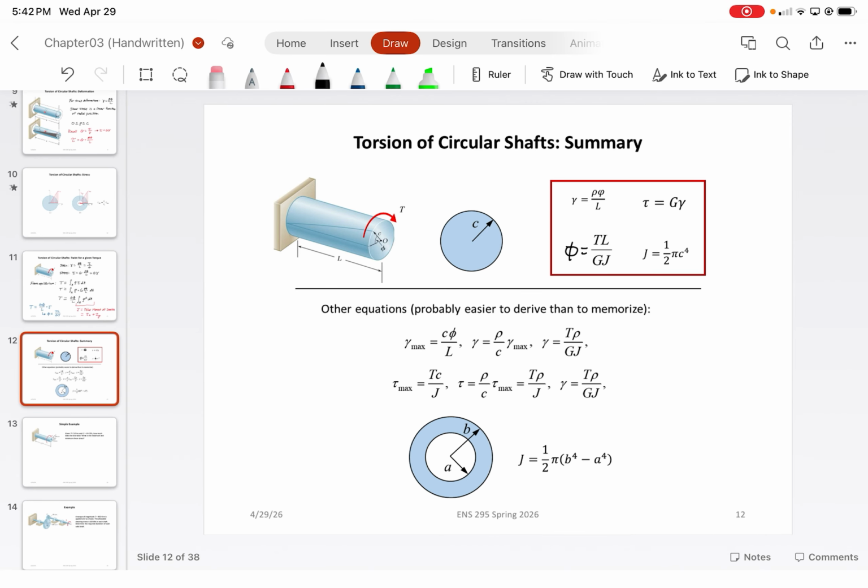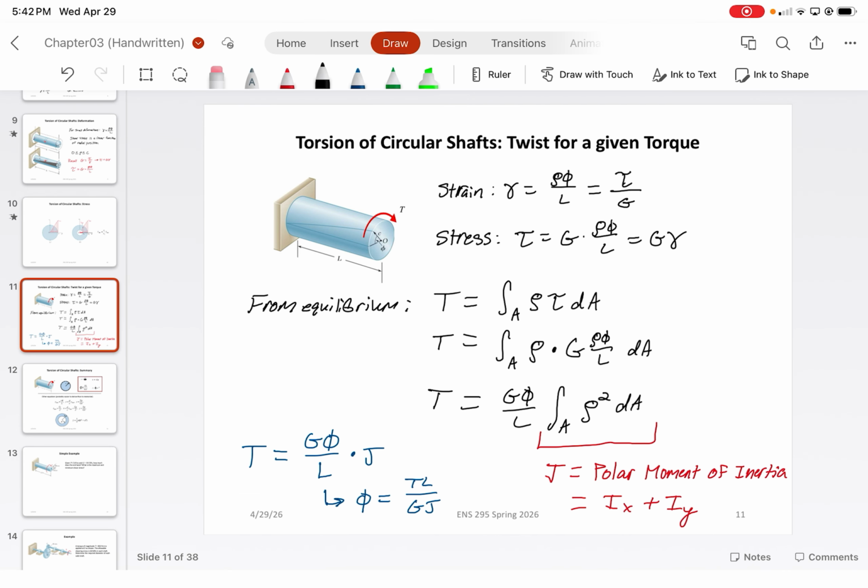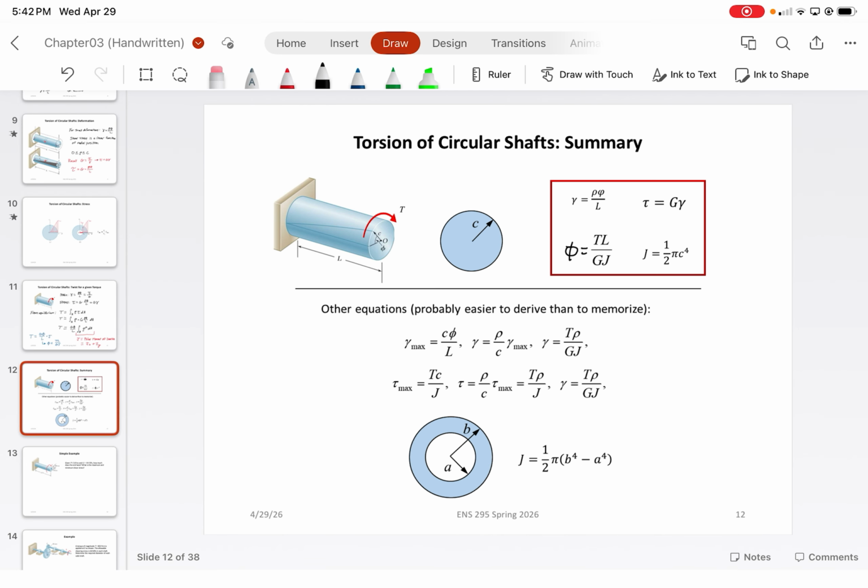All right. Now, J for a circular cross-section, if you were to solve that integral, you would find that the polar moment of inertia of a circular cross-section is given by this equation here. J is equal to pi over 2 times the outside radius to the power of 4 minus the inside radius to the power of 4.